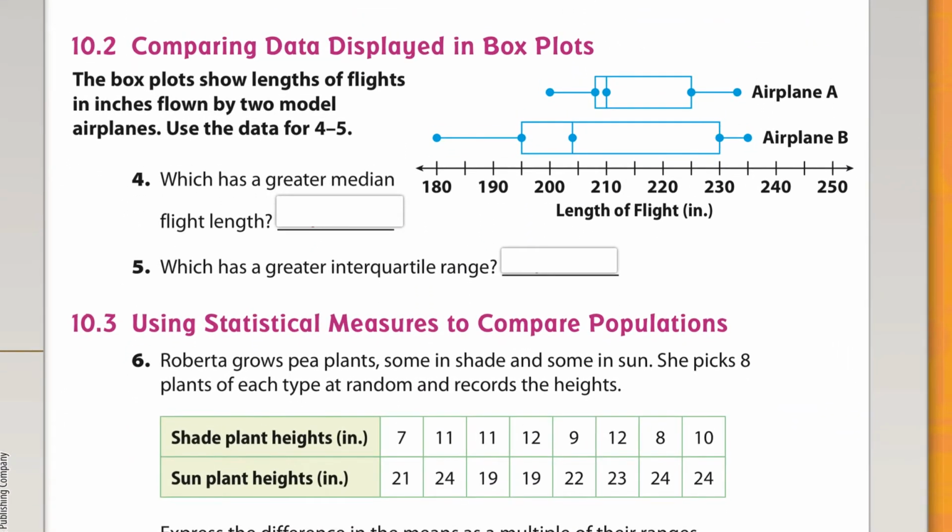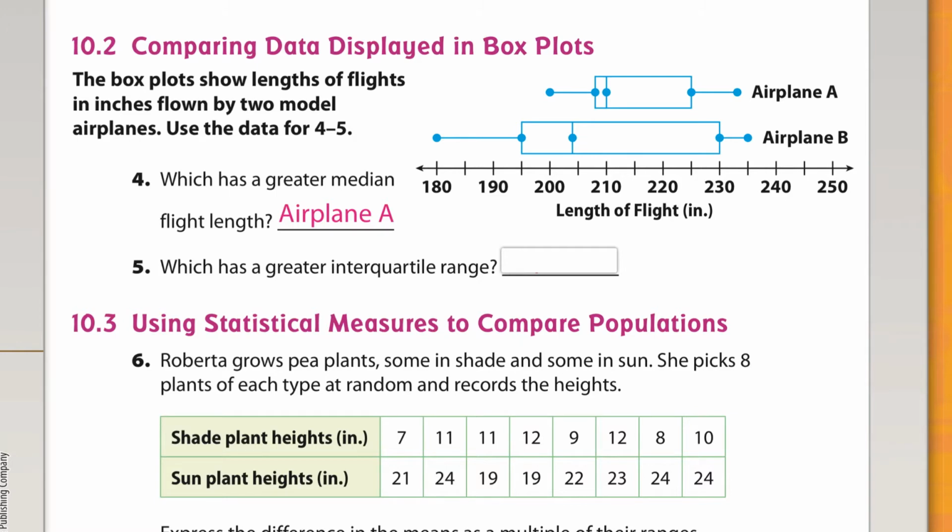Next, we have comparing the data. Two box plots show the lengths of flights in inches flown by two model airplanes. Use the data for numbers 4 and 5. Which has the greater median? Well, we have this median here and that median there, and clearly it's A. So that's A.